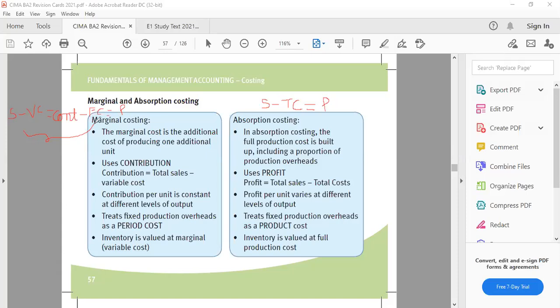So sales minus variable cost is contribution. Contribution minus fixed cost is equal to profit. Okay. So contribution is equal to total sales minus variable cost. So until here, we understand what it is.